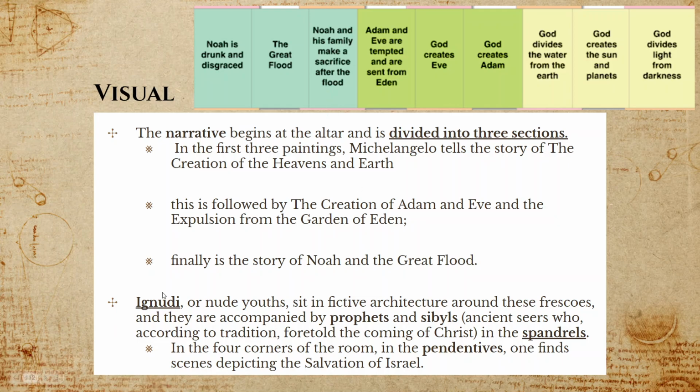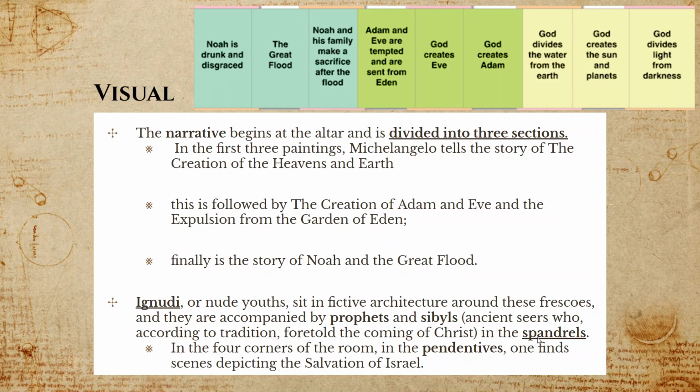In between each of those, we have Ignudi, because they're nude, nude youths, right? So Ignudi are sitting in between the frescoes, accompanied by prophets and sibyls. Those are the thing I just mentioned. So prophets are Christianity, and then sibyls kind of came from Rome, but are incorporated into Christianity, that kind of tell this Christ is coming kind of prophecy. But prophecies themselves, very Greece and Rome.